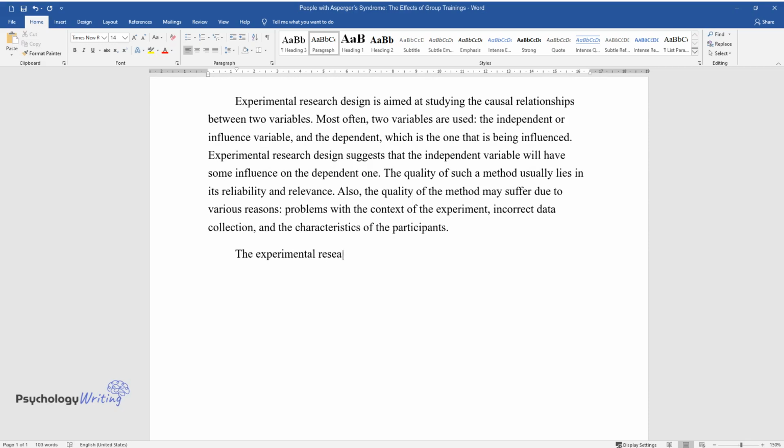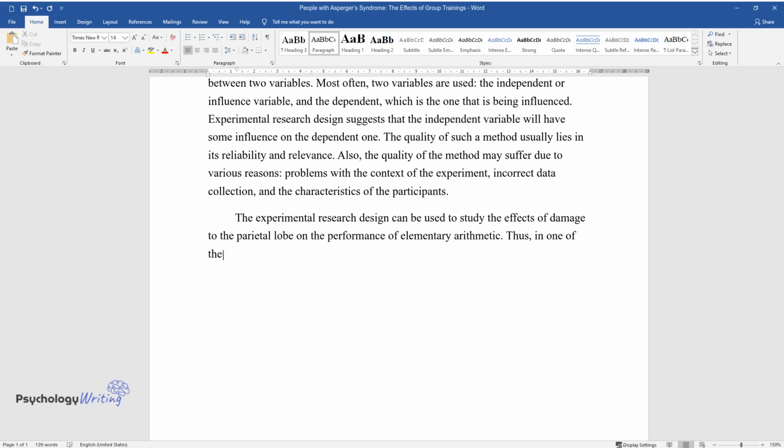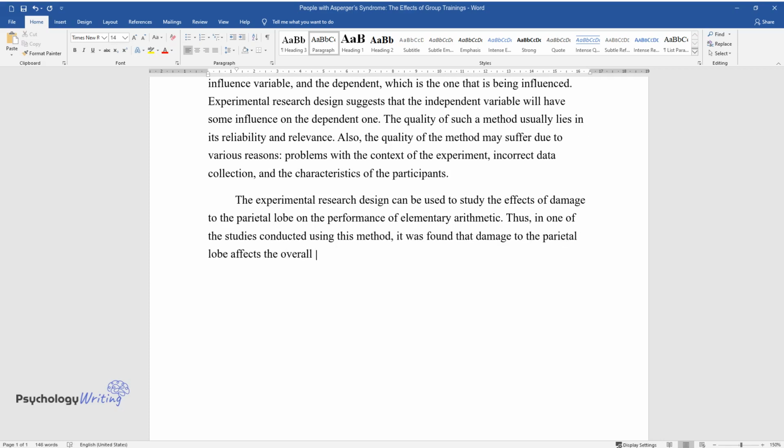The experimental research design can be used to study the effects of damage to the parietal lobe on the performance of elementary arithmetic. Thus, in one of the studies conducted using this method, it was found that damage to the parietal lobe affects the overall ability to learn.